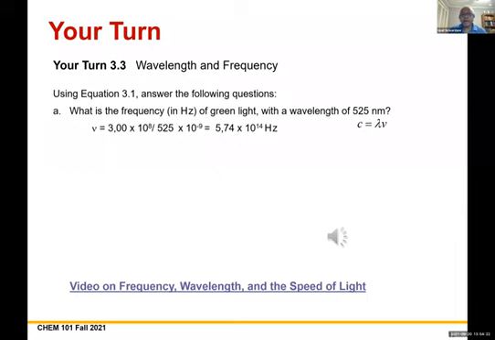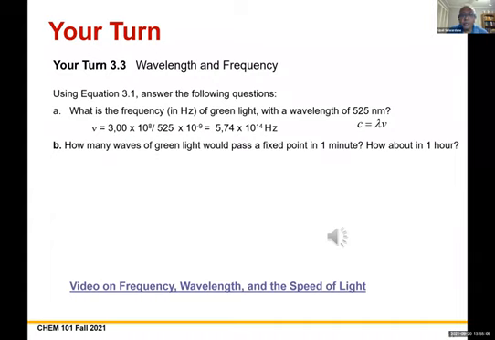So you rearrange this equation. c is equal to nu lambda, so nu is c divided by lambda. That's what we're doing. c is 3.0 times 10 to the 8 divided by 525 nanometers converted to meters, 10 to the negative 9. The frequency is in hertz, same as per second. The frequency of that light is 5.7 times 10 to the 14 hertz, or per second.